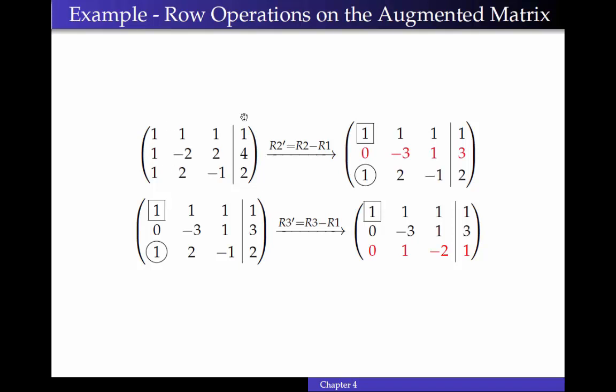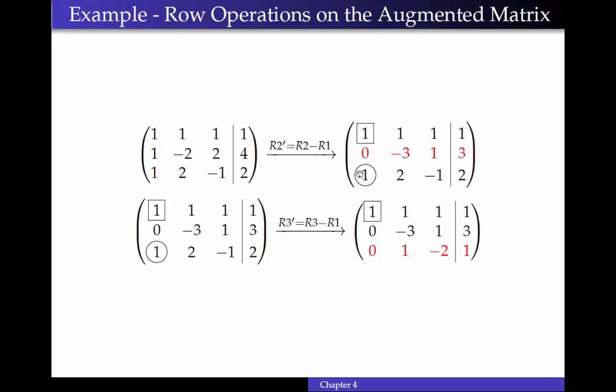So this is the augmented matrix that we started with, and then I'm always going to use a long arrow with whatever operation we're performing written on top of it, and then the new augmented matrix that results. So I take this second row and I subtract the first. So I have 1 minus 1 is 0. Minus 2 minus 1 is minus 3. 2 minus 1 is 1. And 4 minus 1 is 3. And so this is my new row 2.